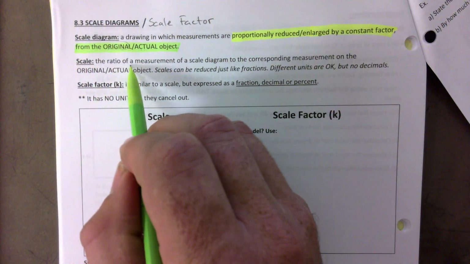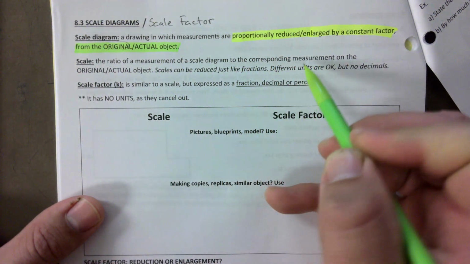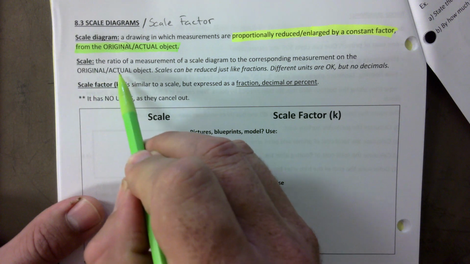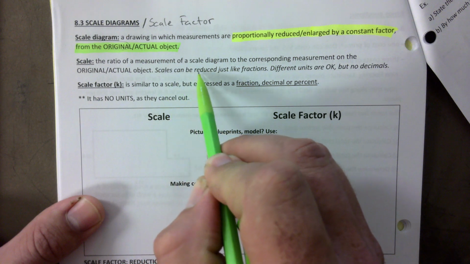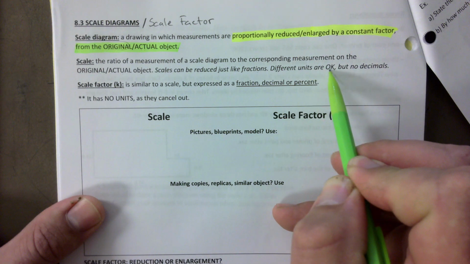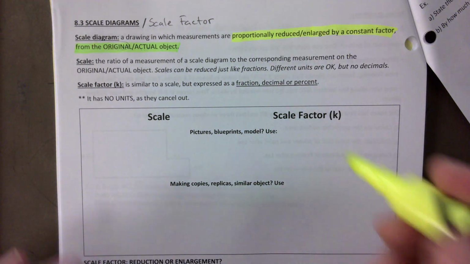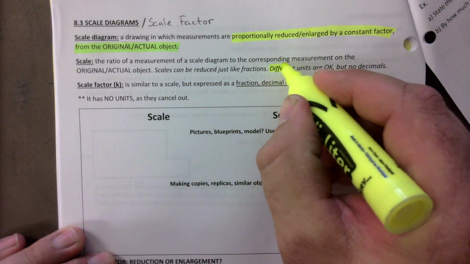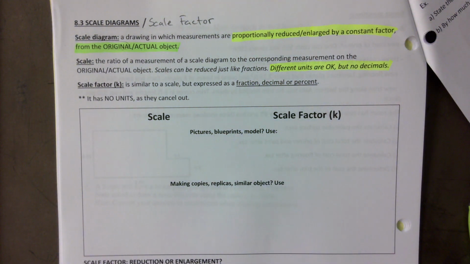Scale, a ratio of a measurement of a scale diagram to the corresponding measurement on the original / actual object. Scales can be reduced just like fractions. Different units are okay, but no decimals. Maybe I'll highlight that part. For scales, highlight that part. Different units are okay, but no decimals. So we don't want decimals in there.